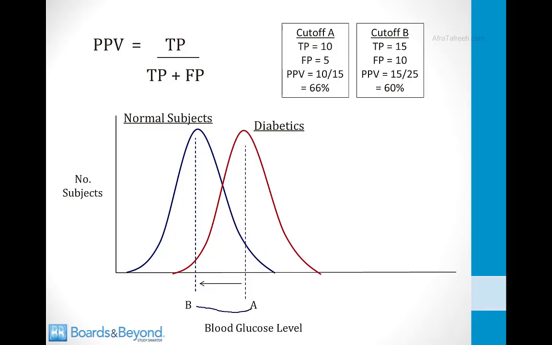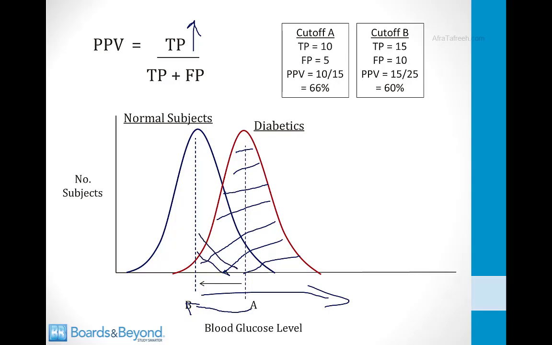Now let's suppose we move the cutoff to point B. Well, what happens now is we're going to increase our number of true positives because almost everyone under this red curve of diabetics is going to be classified as positive. They will be above the cut point. So we will increase our number of true positives. And that might make you think that the positive predictive value is going to go up, but it doesn't. And the reason is because although our true positive rate has gone up, we've also increased our false positive rate. All these people under the blue curve that I'm marking with my pen right now will be falsely classified as disease positive because they will be positive by our test because they are above the cutoff point.